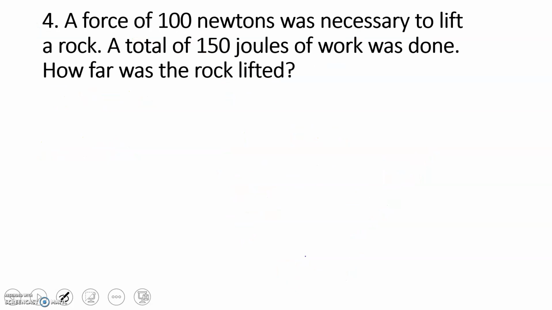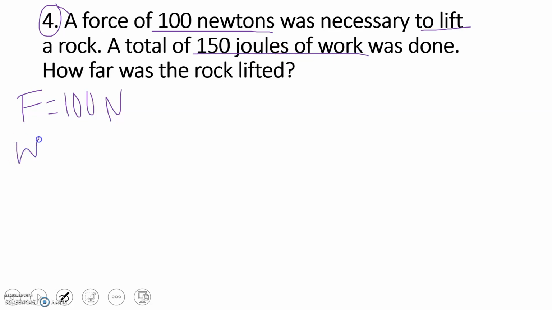Number 4 says a force of 100 newtons, so F equals 100 newtons, was necessary to lift a rock. We're lifting something. A total of 150 joules of work was done. So we know our work was 150 joules. How far was the rock lifted? We're looking for the displacement or the distance.